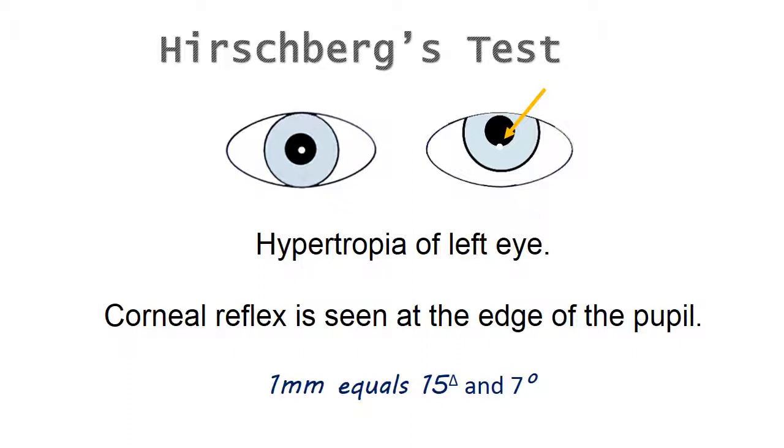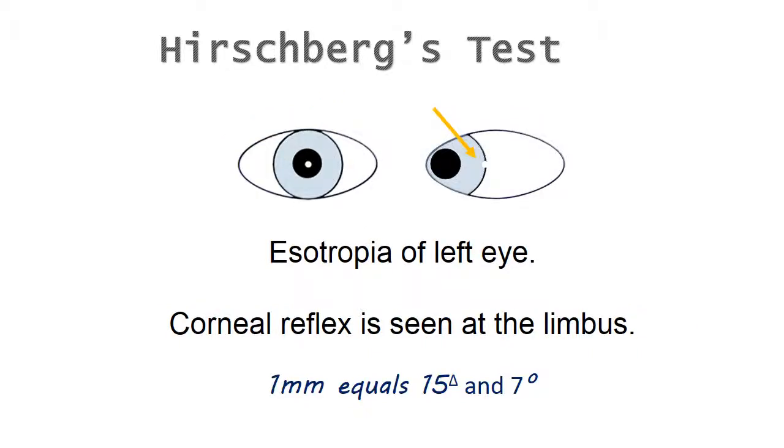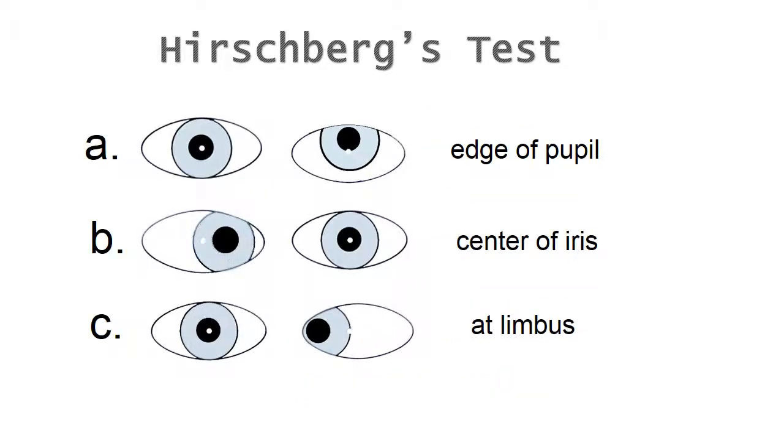In this first example, the corneal reflex is seen at the edge of the pupil. In the next example, you see the corneal reflex in that right eye in the center of the iris. And in the third example, you see that corneal reflex at the edge of the limbus, and that's what you're looking for, that little white dot, the corneal reflex.